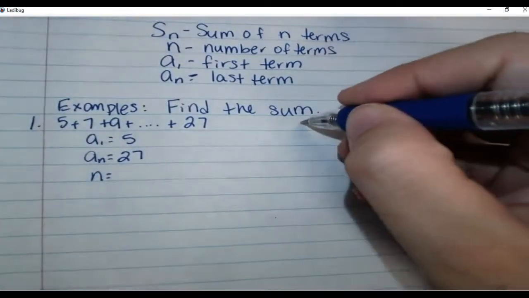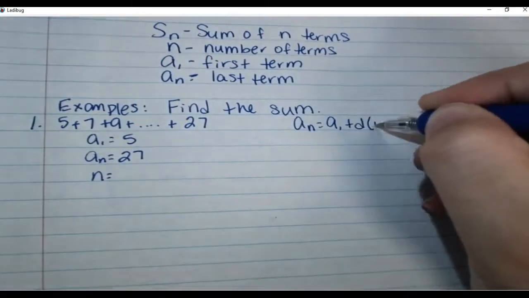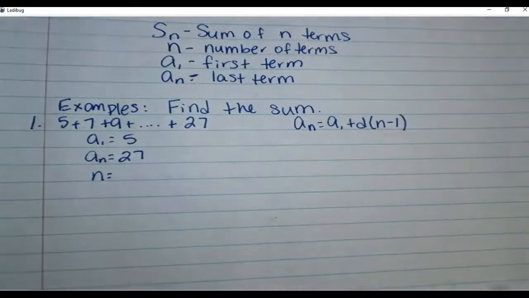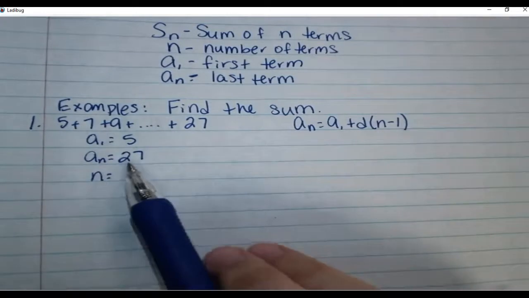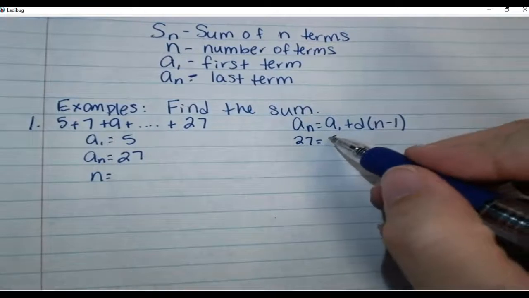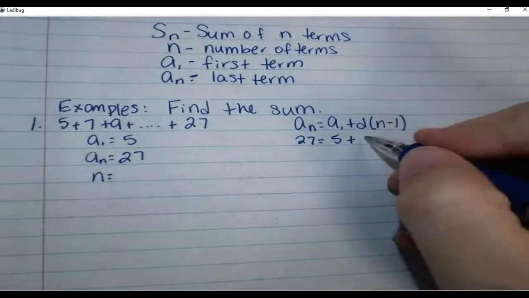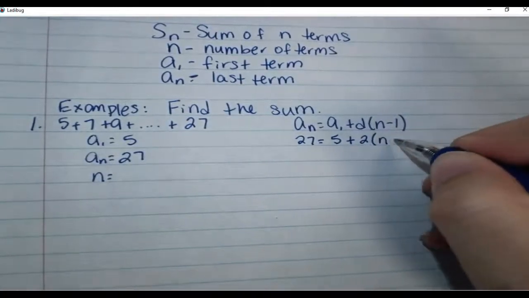So to do that, we have to use our explicit formula. Now, if you know all three of the things, a1, an, and n, from the beginning, you just plug them in and you're done. You only have to use the explicit formula if you're missing one of those things. So now we plug in what we know. We've got an is 27. a1 is 5. What's happening each time? What's our common difference? Good. We're adding 2. And we don't know n. That's what we need to find.